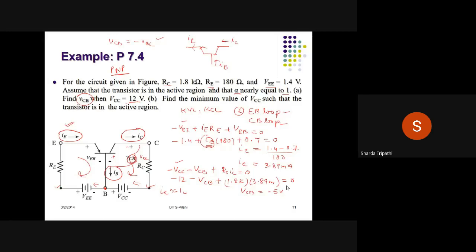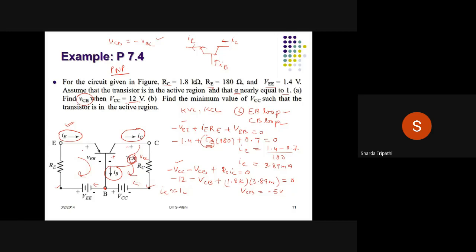Is it clear how you apply KVL to this base emitter and collector and base loops? This is very important to understand because again and again you will be doing the very same thing. You will identify the loops, apply KVL in the loops, and then solve for the answers.